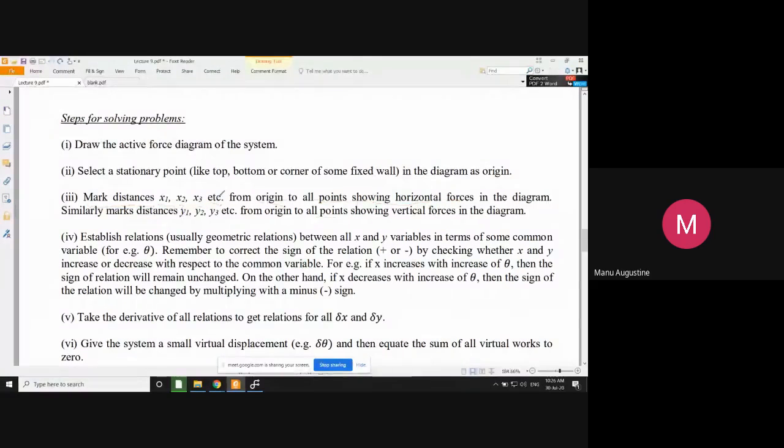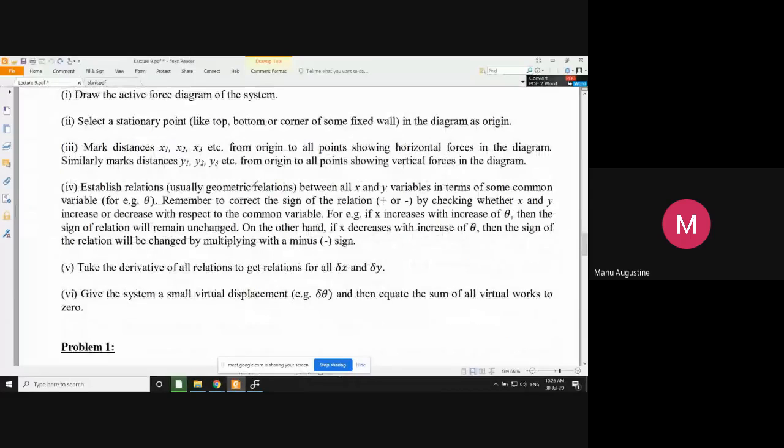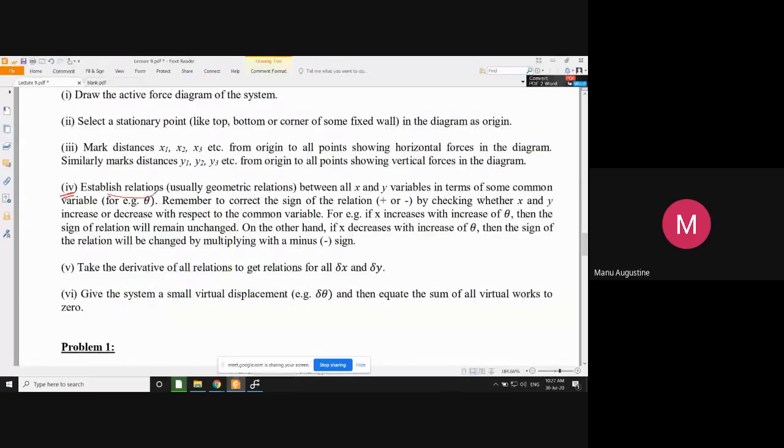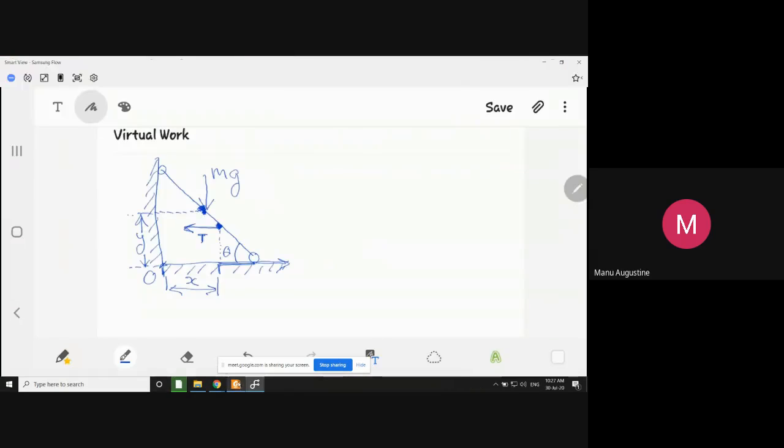Marking of x and y from origin for horizontal and vertical forces. And now, coming to the fourth step, it says we don't want multiple variables like x, y, z in your problem. It's better to convert all the different variables in terms of one common variable, and that can be easily done with the help of this angle theta. So now the next step is to establish relations between all x and y in terms of some common variable theta. So let us see how we are going to do that.